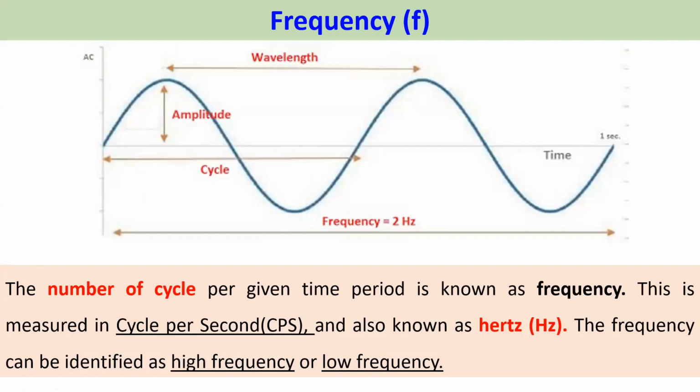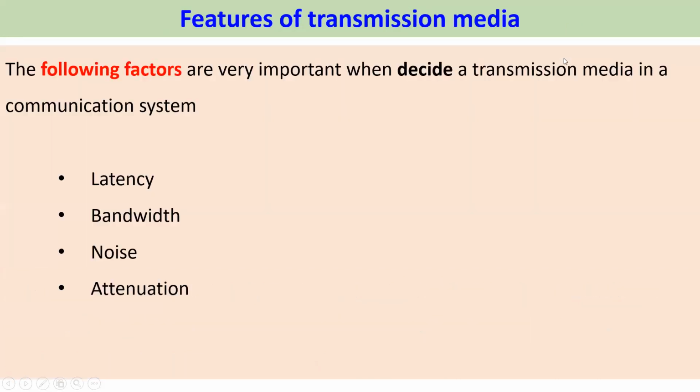Right. Then another term you can see in this diagram is called wavelength. Actually, there is no need to go into detail about wavelength. Only get an idea: the distance between maximum points of the signal is called wavelength. Right. That's about frequency. Now we'll move to the next paragraph, next screen.